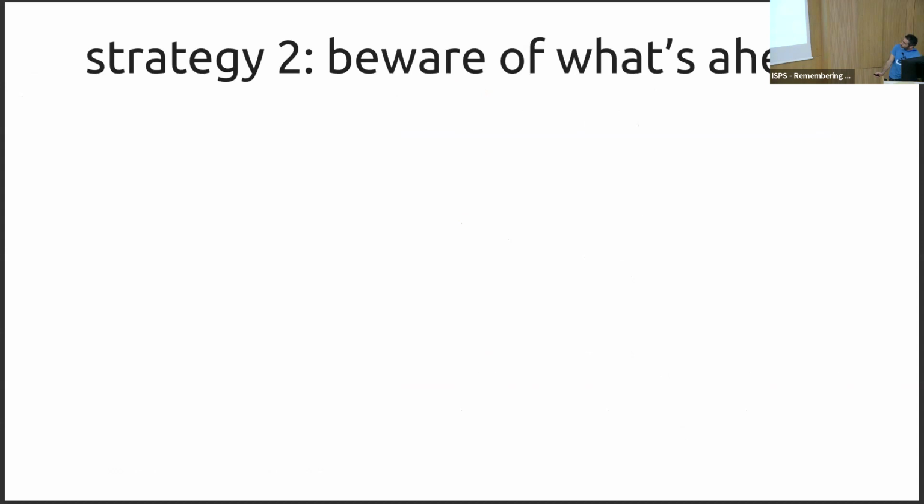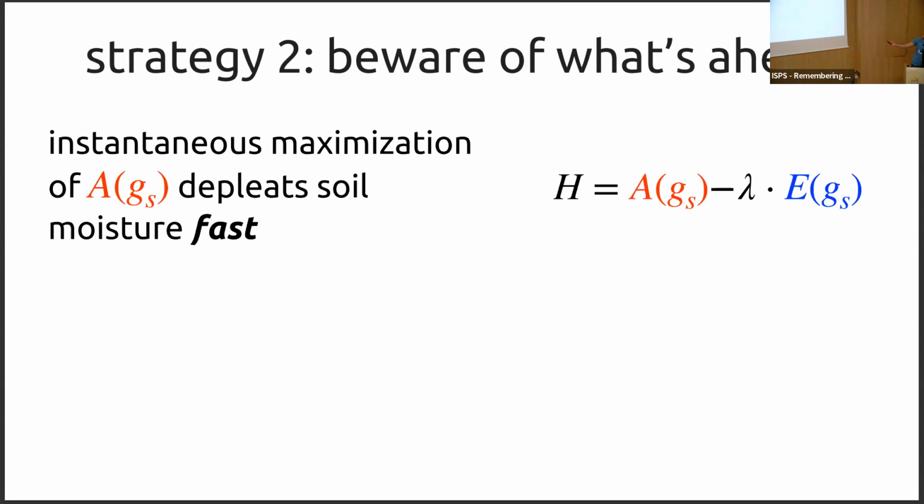Okay, so I showed you the first strategy. Let me show you a second strategy that we can think of, which is not just here and now. So that's the first strategy, instantaneous maximization of carbon simulation, but it depletes soil moisture very fast because for the plant, there's no tomorrow. I don't care. I'll do whatever it takes.